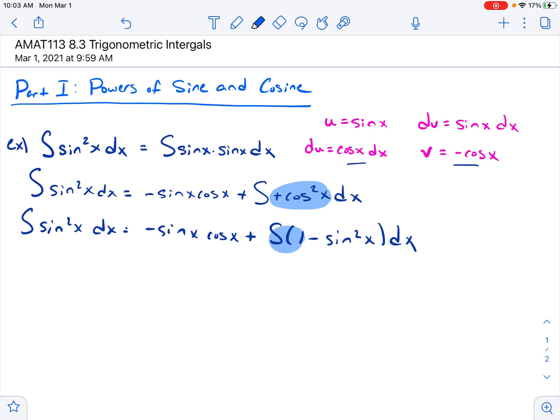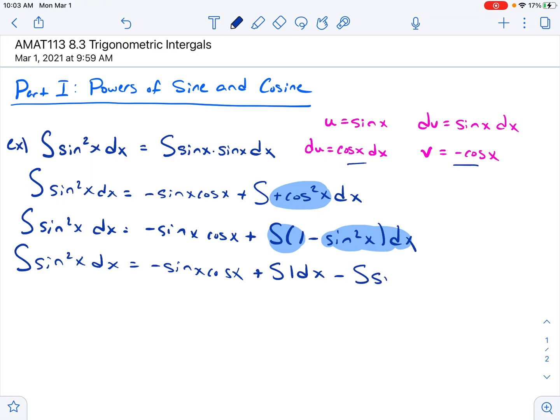What I'm now going to do is break this into two separate integrals. So I've got the integral of sine squared x dx equals negative sine x cos x plus the integral of 1 dx minus the integral of sine squared x dx. This now is something we can integrate. That'll just kick back an x. But the thing to notice is that we now have a form of the original integral on both sides. We're going to add that back to the left side now.